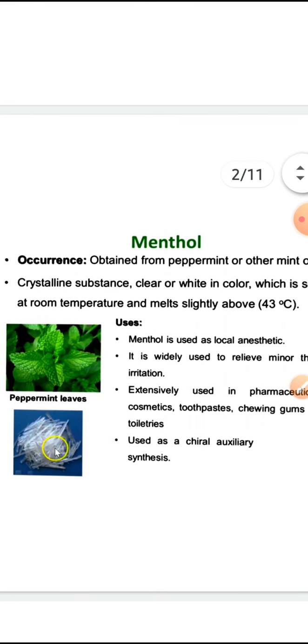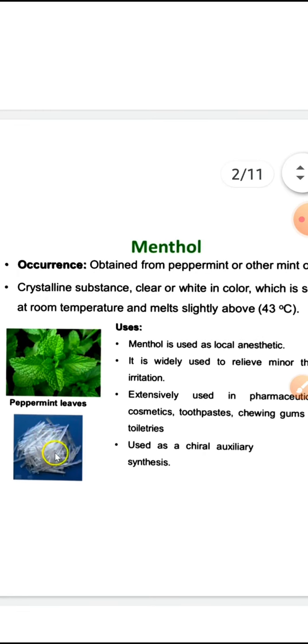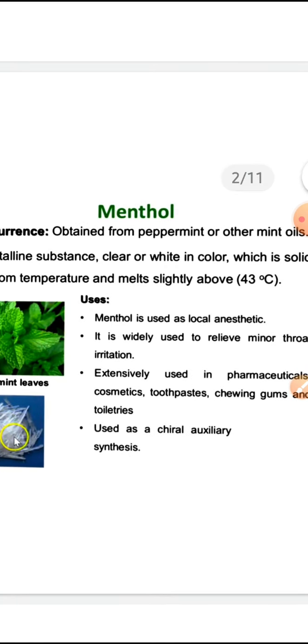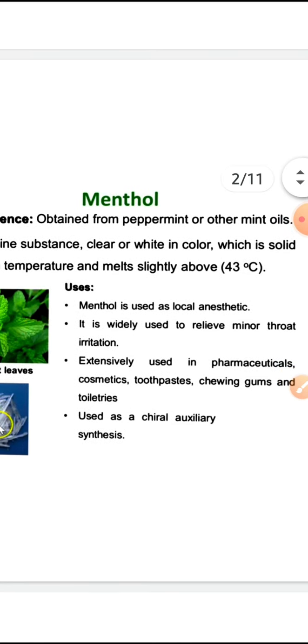The major source of menthol is peppermint oil. From the leaves of mint, we get the peppermint oil. Menthol is a white, solid crystalline compound. Menthol has many applications. It is used as a local anesthetic. It is widely used to relieve minor throat irritation. It is used in pharmaceuticals, cosmetics, toothpaste, and toiletries.